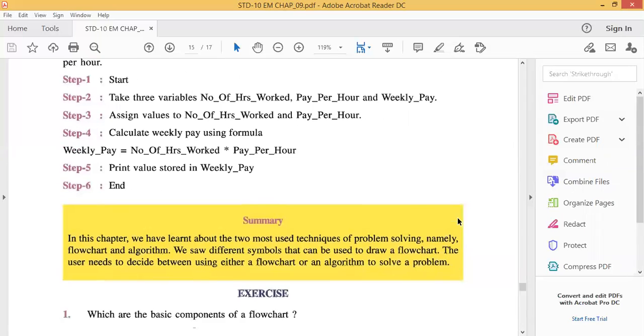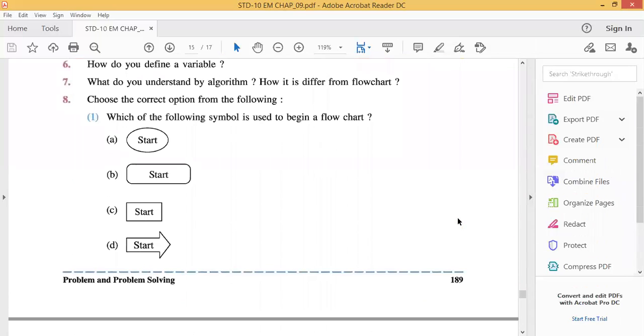In our exam, we are going to start with this type of question. Which of the following symbols is used to begin a flowchart? What is the answer? Start. The first one is the start.